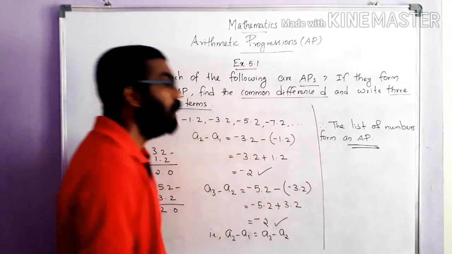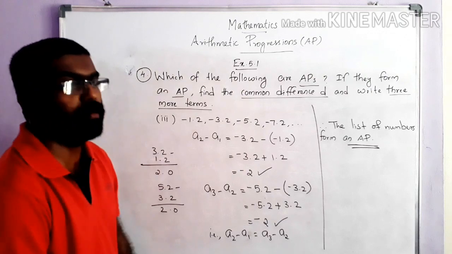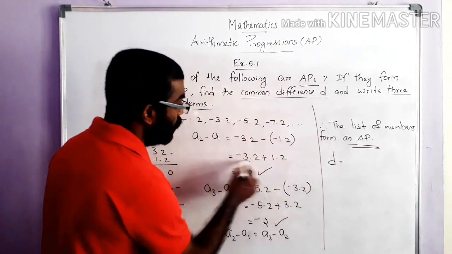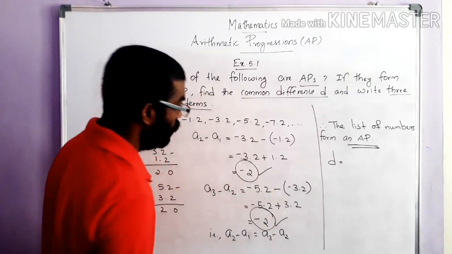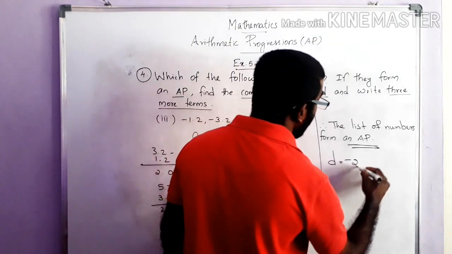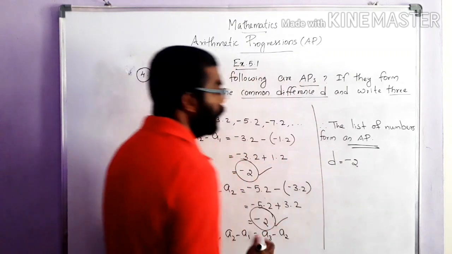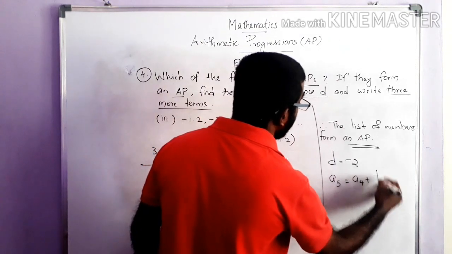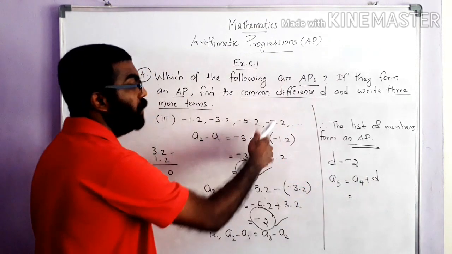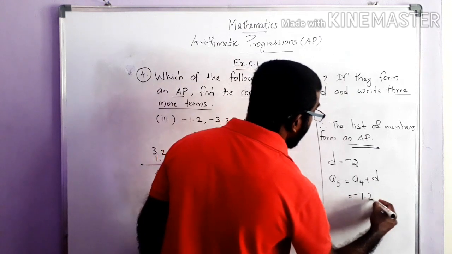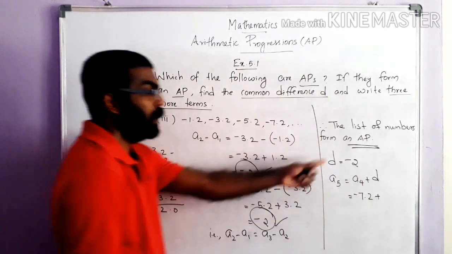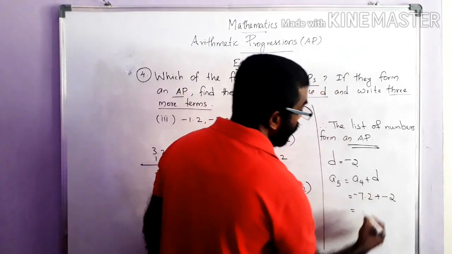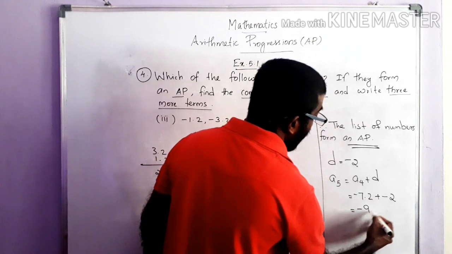And here also we have to write the common difference and three more terms. Here the common difference D is equal to what? This one, minus 2. So D is equal to minus 2. And the next term means the fifth term, A5 is equal to A4 plus D. The fourth term here is minus 7.2. So minus 7.2 plus the common difference, that is minus 2. Both are of same sign, so we can add: minus 9.2.